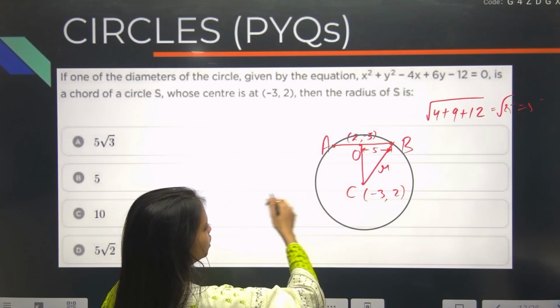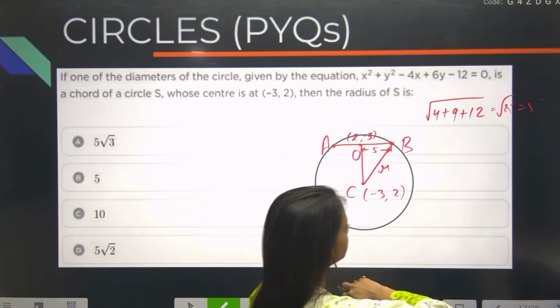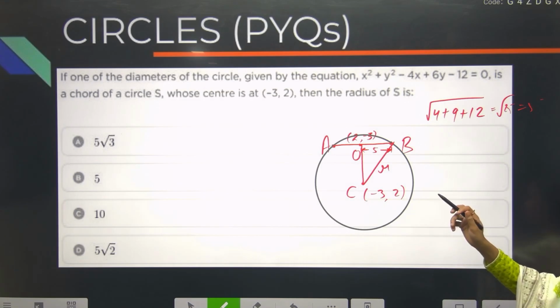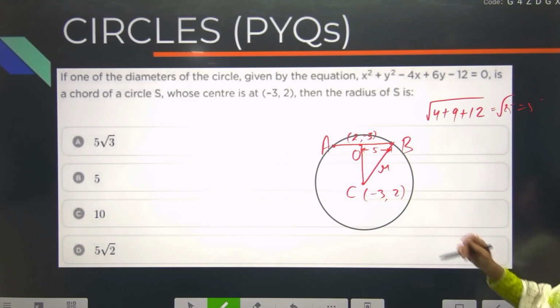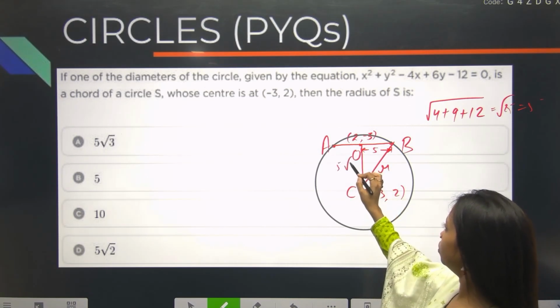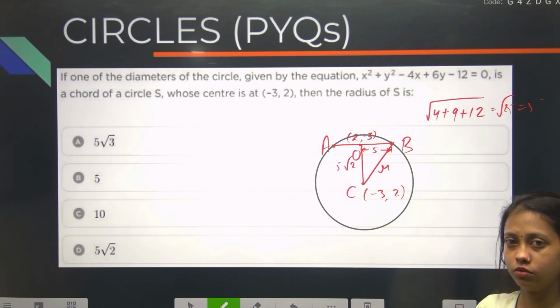25. 2 minus 3, 25, and this is 50, right? 50 means 2 times 25. That means root 2, 5. That means 5 root 2. Apply the Pythagoras. Get the answer.